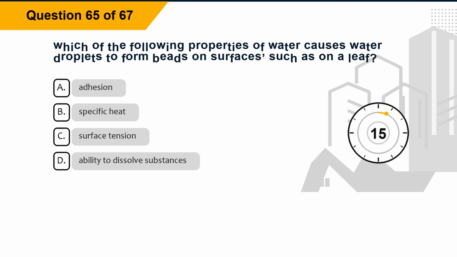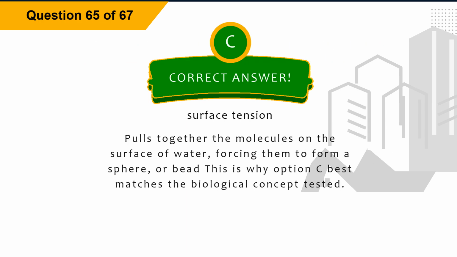Question 65. Which of the following properties of water causes water droplets to form beads on surfaces, such as on a leaf? Option A, adhesion. Option B, specific heat. Option C, surface tension. Option D, ability to dissolve substances. The correct answer is option C, surface tension.